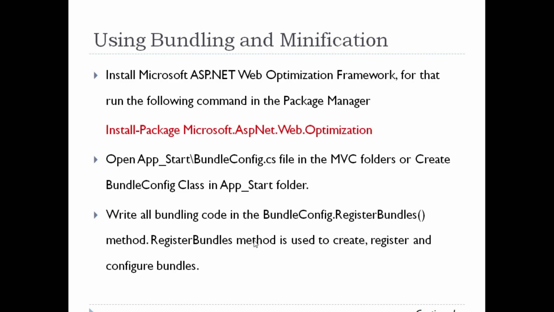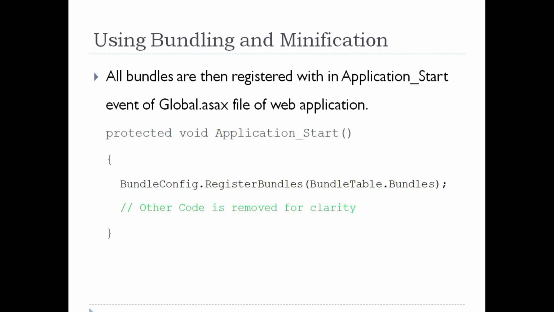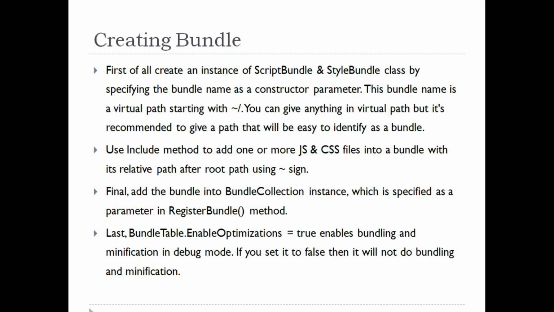Okay, so basically the RegisterBundle method is used to create, register and configure the bundle. Now as I told you, once you register all the bundles, what you have to do? We have to call our RegisterBundle method from our Global.asax file, from the Application_Start event. Okay, so let us see how to create a bundle in MVC.